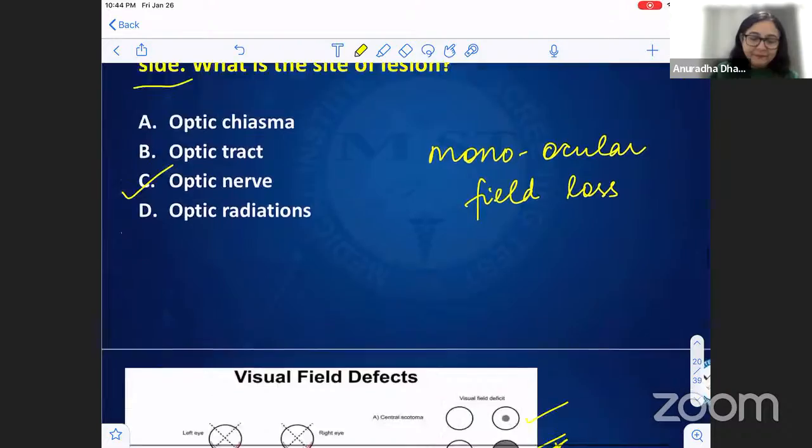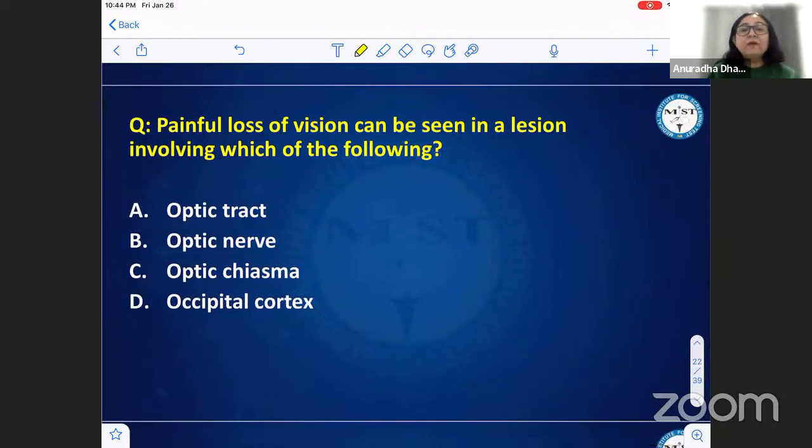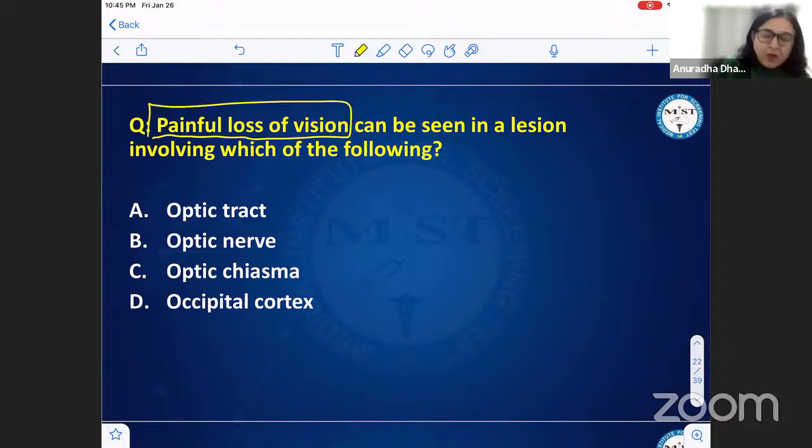Right, friends? Moving on to the next question, which most likely something like this was asked. Painful loss of vision can be seen in a lesion involving which of the following? So again, in the choices, they have given different sites in your visual pathway, and they are asking painful loss of vision. Now, among the choices given of optic tract, optic nerve, optic chiasma, occipital cortex, again, it is the lesion of your optic nerve. Lesions of your optic nerve can cause loss of vision which will be painful.